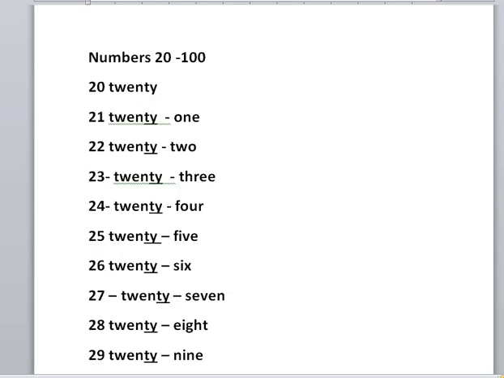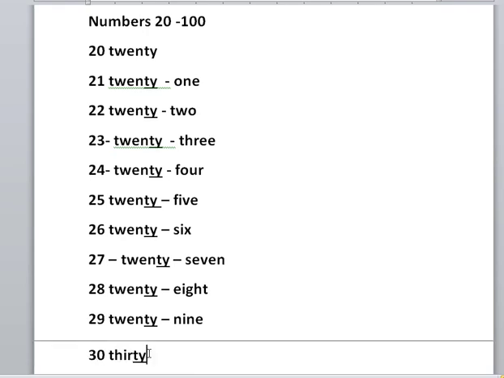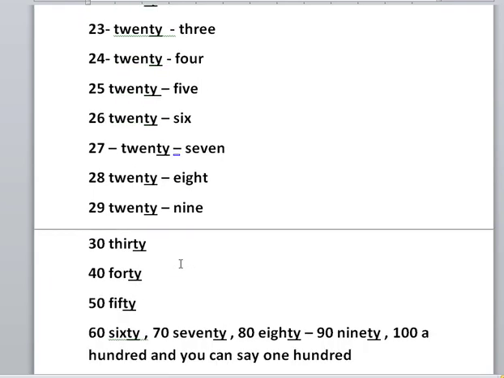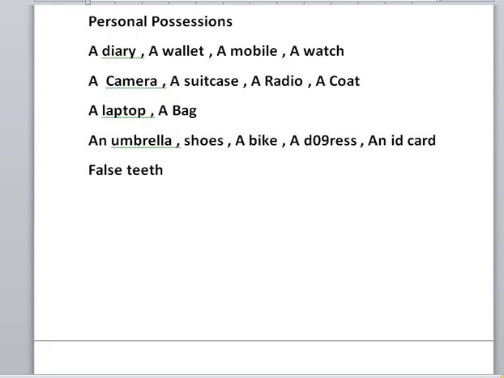And now we talk about numbers 20 until 100. 20, 21, 22, 23, 24, 25, 26, 27, 28, 29. Okay, and 30. We just add -ty at the ending of the word. Don't worry about that. It's very important for you. And also we have 40, 50, 60, 70, 80, 90, 100. Okay. It's all about numbers.